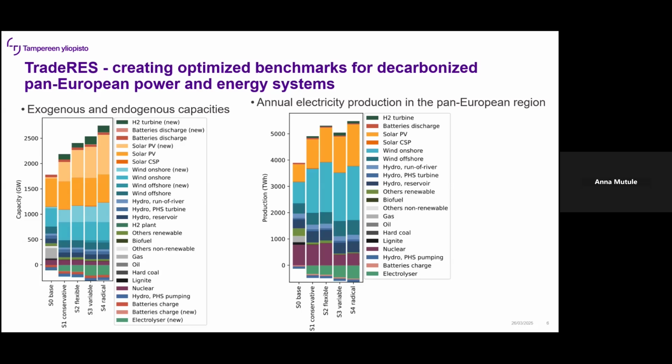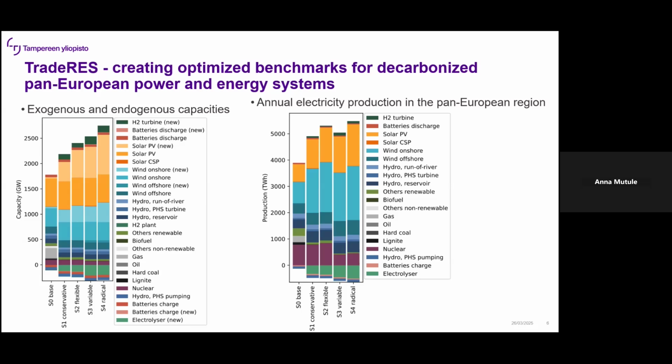A key finding was that ambitious renewable targets, combined with the phase-out of thermal capacity and rising electricity demand, led to significant additional investments in wind power and solar PV. High renewable shares also drove up investments in electrolyzers and hydrogen turbines. However, when demand-side flexibility was increased, the need for new hydrogen turbines was reduced.